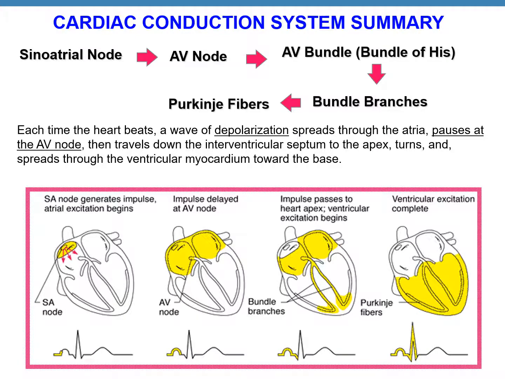This is a summary of the cardiac conduction system. You can see it is a flow chart. It starts with the SA node, AV node, bundle of His, bundle branches and Purkinje fibers.